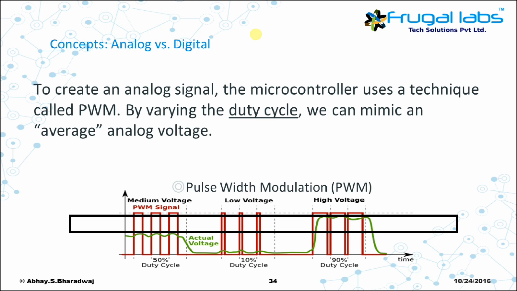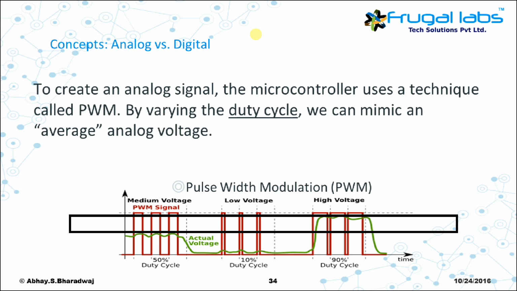So what is pulse width modulation? This is the concept. To create an analog signal, the microcontroller uses a technique called PWM, or pulse width modulation. This is achieved by varying the duty cycle. Whenever you vary the duty cycle, we can mimic an average analog voltage. The figure below illustrates pulse width modulation. Duty cycle is the distance between the on and off cycles. When the distances between two on cycles are equal, it means it is in the medium voltage range.